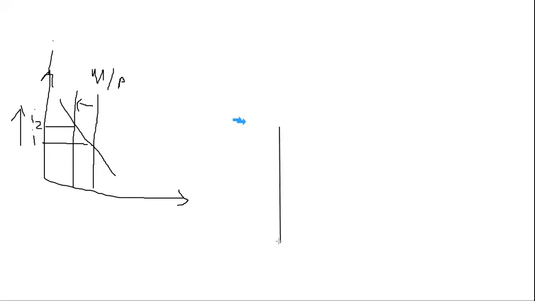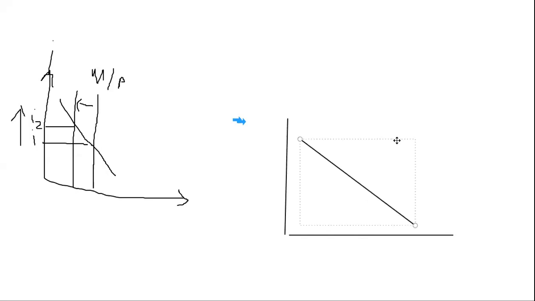Let's suppose now this is the determined foreign exchange. This is the foreign exchange demand. This is the foreign exchange supply. So here we have the equilibrium. Here we have the equilibrium foreign exchange rate.